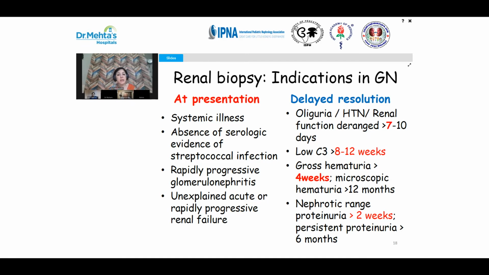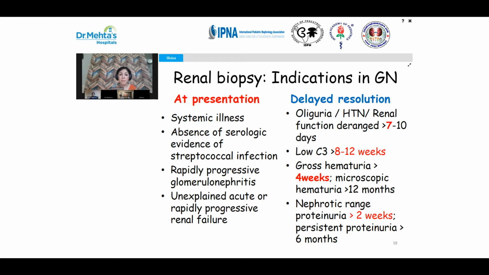When there is delayed resolution of features, that means persistence of oliguria, hypertension more than stage 2, or derangement of renal function for more than 1 week or 7 to 10 days, we need to think of biopsy. Also nephrotic range proteinuria persisting for more than 2 weeks or persistent subnephrotic proteinuria for more than 6 months, low C3 beyond 8 to 12 weeks, and gross hematuria beyond 4 weeks or microscopic hematuria persisting after an episode of GN for more than a year. These are the indications where biopsy is required.